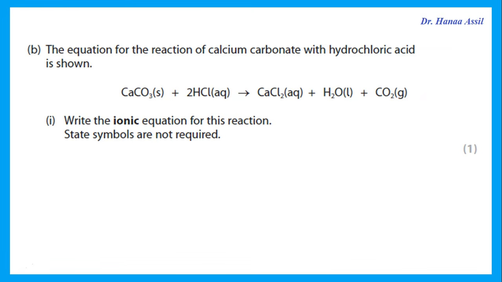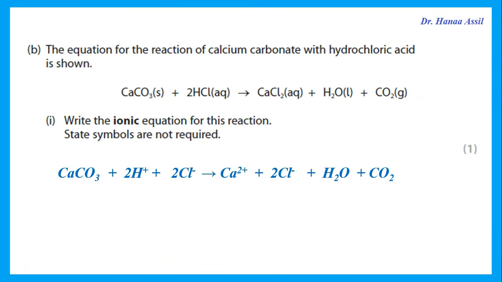The equation for the reaction of calcium carbonate with hydrochloric acid is shown. Write the ionic equation. How do we write ionic equations? We said solids, liquids, gases are copied as they are. Aqueous is ionized. Ionized means you break the HCl. The first one is positive, the second one is negative. Remember, we have two H+ and two Cl minus, to give calcium chloride, which contains one calcium ion that has two positives and two chloride ions. Remember, the number of positive or negative charges is the same as the valence.